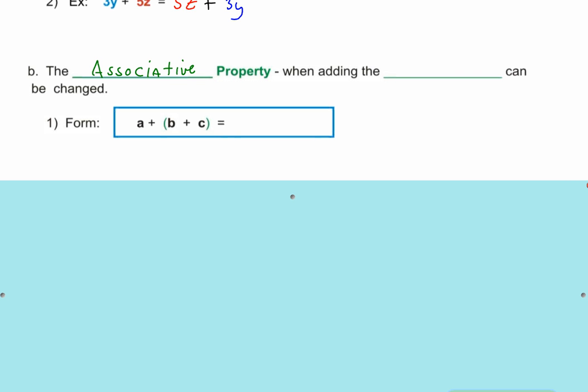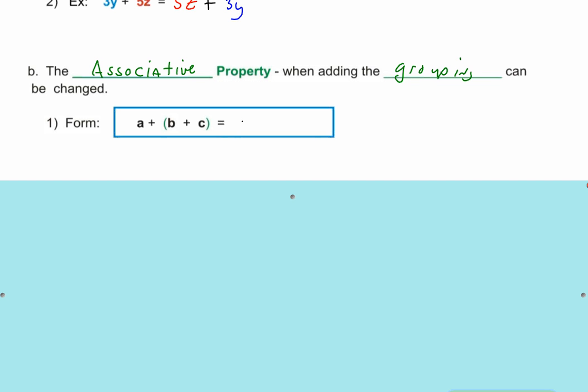Okay, enough philosophizing. Class, the associative property says you can change the grouping. So when you think associative, you want to think grouping. Parentheses does grouping, and on the left-hand side, the B is grouped with the C.